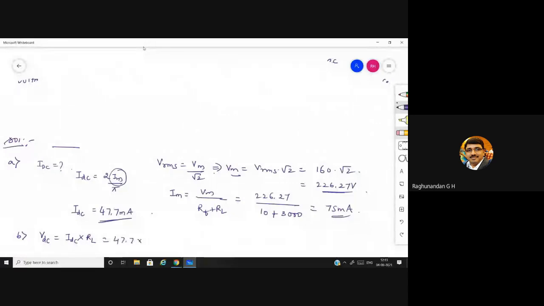47.7 into 10 to the power of minus 3 into 3 into 10 to the power of 3. So I can cancel it. Sir, here they have given RL and RF, right, sir? Then IDC is equal to RL by RL plus RF, not like that, sir.